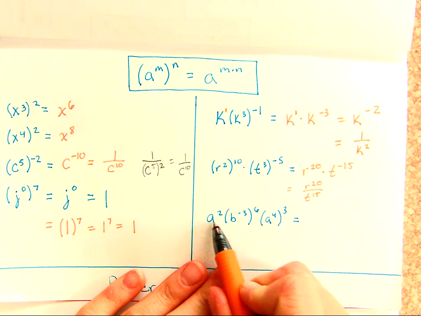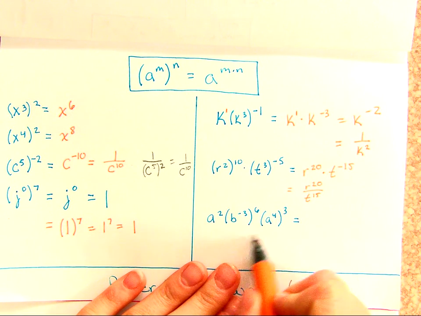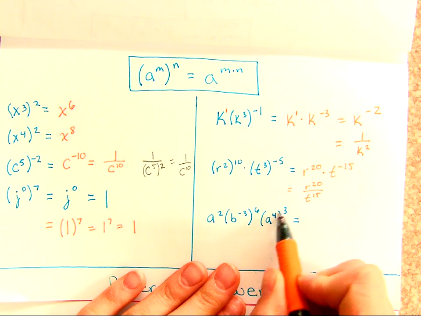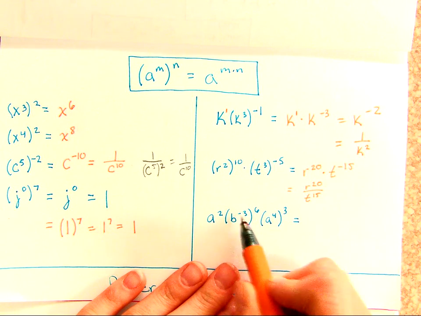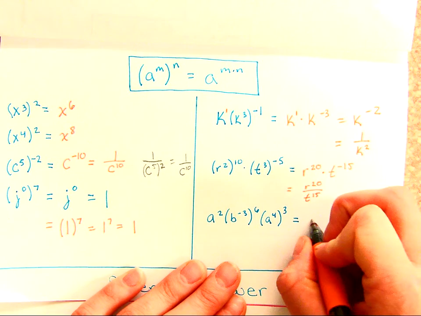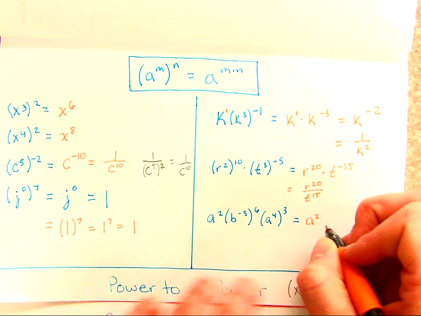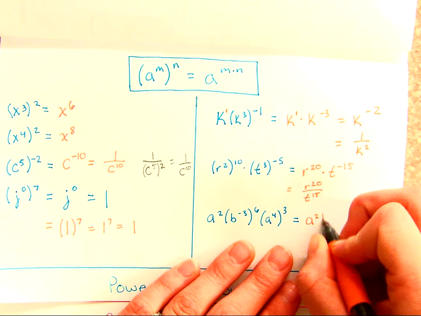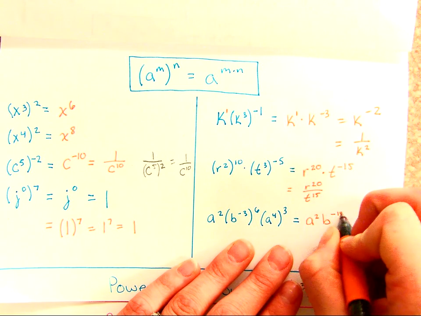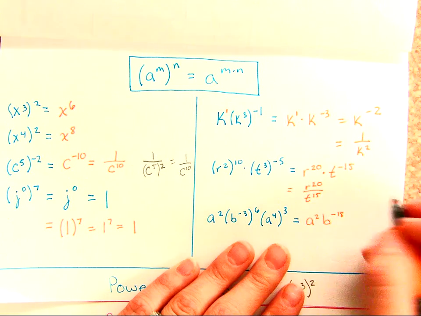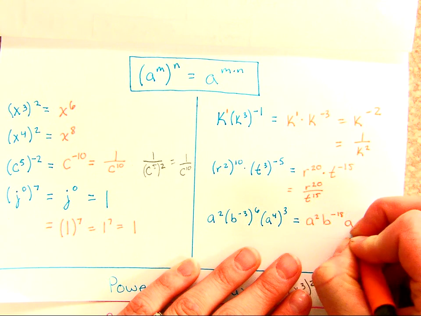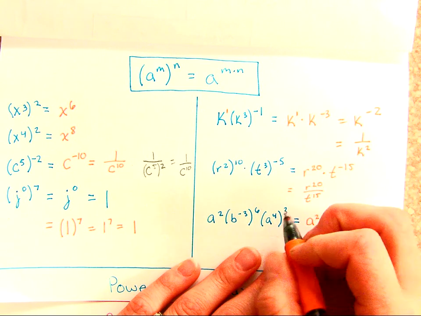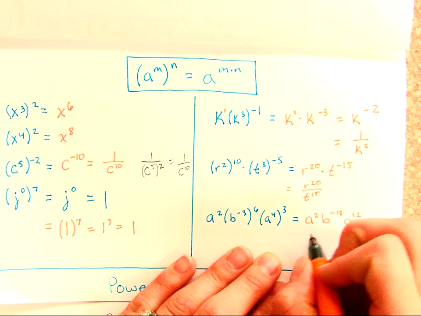So I've got a couple a's, but before I can combine these, I've got my power to a power I'm going to get rid of. So this a to the 2nd power just kind of hangs out at first. Then it becomes b to the negative 18, because I got to multiply those two. And then becomes a to the power of 12. Got to multiply those. Now I can combine these two.